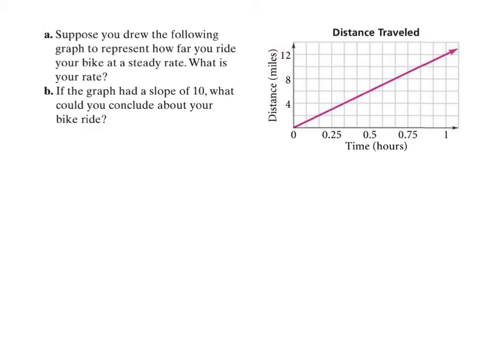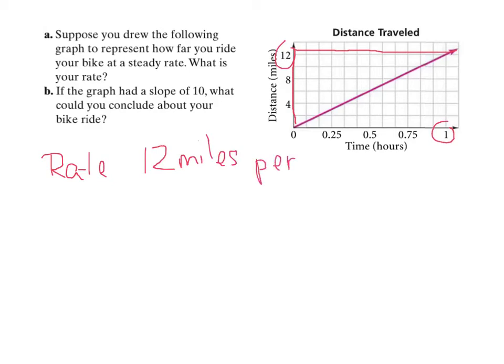So my rate, if you wanted to put in the slope triangle, you can. The rate went up 12 units and over 1 hour. So that slope, or my rate, would end up being 12 miles per hour. And that's what that means in this situation.